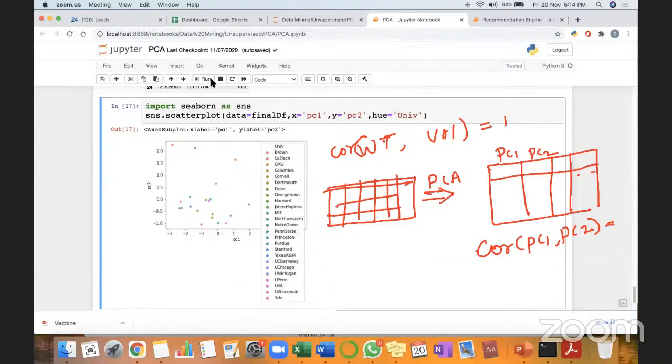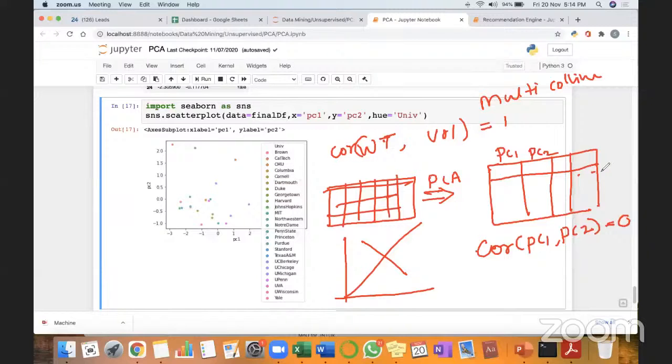Zero. Exactly. Because if you see how these PCs are constructed, they are orthogonal to each other, right? Yesterday we have seen the PCs are constructed orthogonal to each other. That means the correlation between any pair of PCs would definitely be zero. That means if you use the PCs in a regression equation, you would never encounter the problem of multicollinearity.